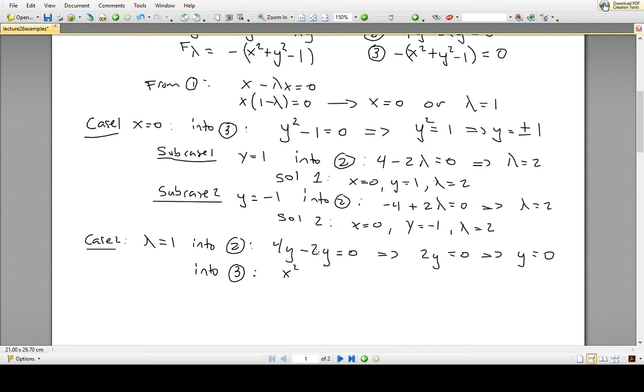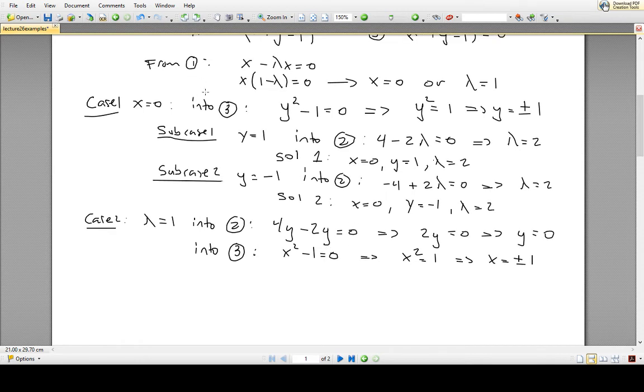Multiply both sides by negative 1, of course, and I get that x squared plus y squared, and I'm admitting that y is 0 in this case, so x squared plus 0 squared minus 1 is equal to 0, which must mean that x squared is equal to 1, which must mean x is equal to plus or minus 1. So that gives us two other solutions. Solution 3 is that x is equal to positive 1, y is equal to 0, and lambda is equal to 1, or solution 4, which is x is equal to negative 1, y is equal to 0, and lambda is still equal to 1. So these are the only four solutions we have for our system of equations.